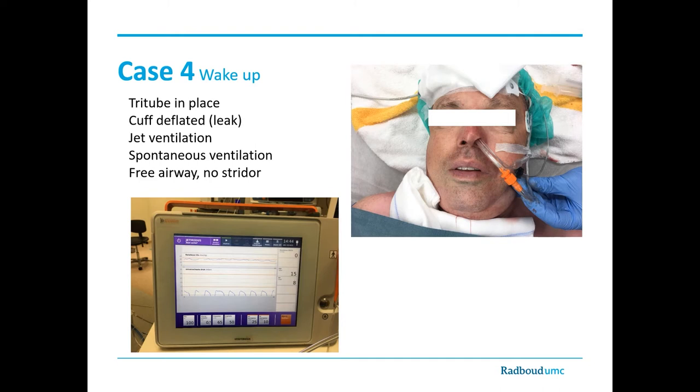So, since there's no possibility to have spontaneous ventilation with the cuff still inflated, at the first moment that the patient starts moving or opens his eyes, we of course empty the cuff, and then we start jet ventilation. This patient could breathe very comfortably with Tritube in place with a deflated cuff, and that resulted in a free airway without any stridor.